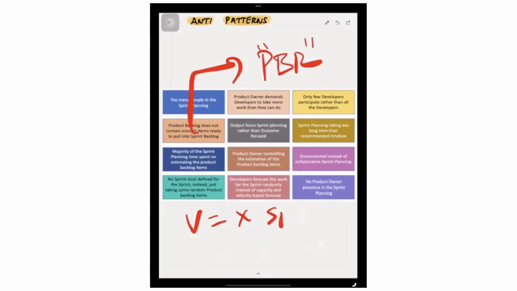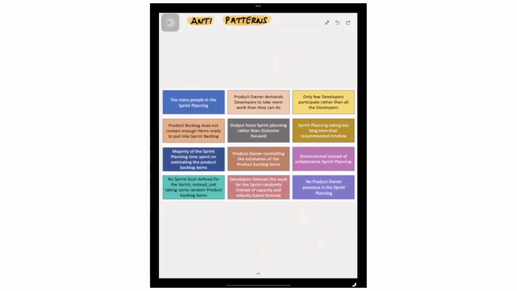Based on my experience, if you keep the items in the product backlog ready for the next 1 to 2 sprints, it will be good, so that you don't get this situation in the sprint planning. An output focus sprint planning rather than outcome focus.